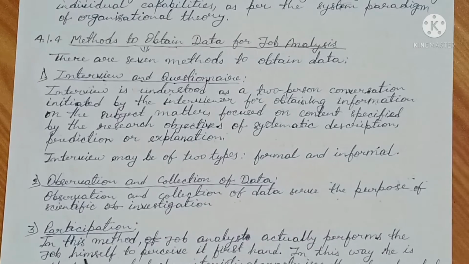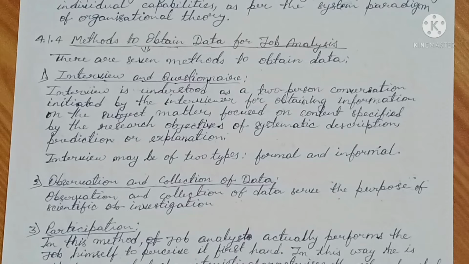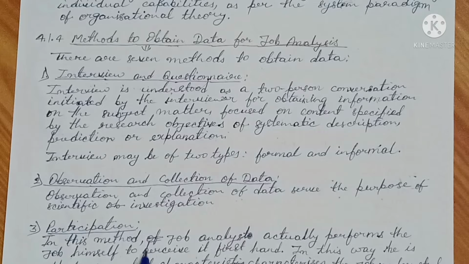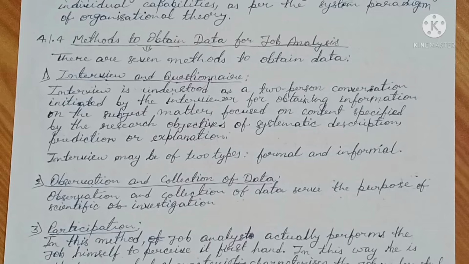The next method is participation. In this method, the job analyst actually performs the job himself to perceive it firsthand. Here, in participation, the job analyst performs the job by himself or herself, and then lists out the required skills, education, and aptitude for the particular job. In this way, he is able to see what characterizes the job under study. It is used for simple jobs only, not complicated ones.